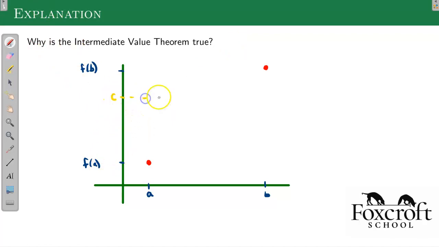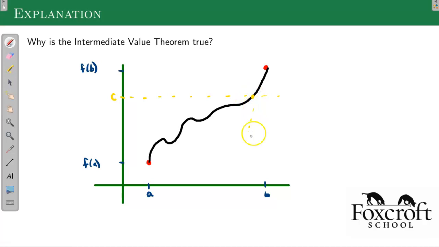So I want to know, is my graph going to hit this y value c at some point? The answer is yes, it has to, but why? Well, if I draw my continuous function, I can't lift up my pencil. And if I can't lift up my pencil, at some point I want to get to that red dot in the top right. There's no way I can get there without eventually crossing that dotted line.